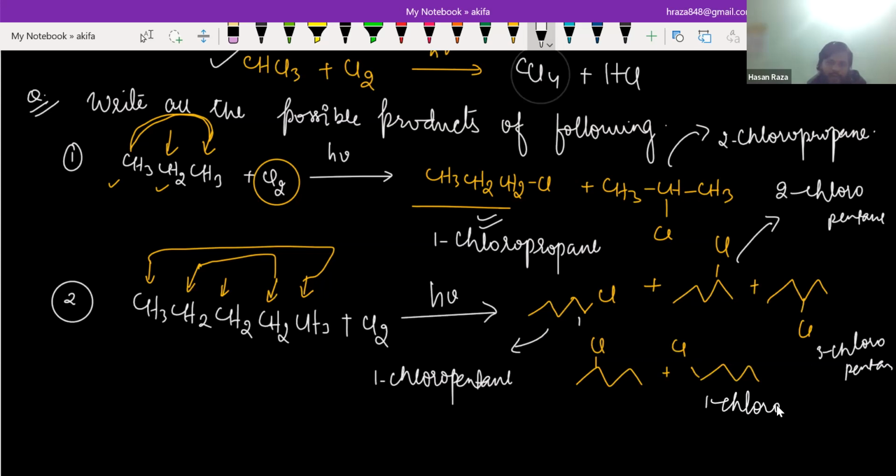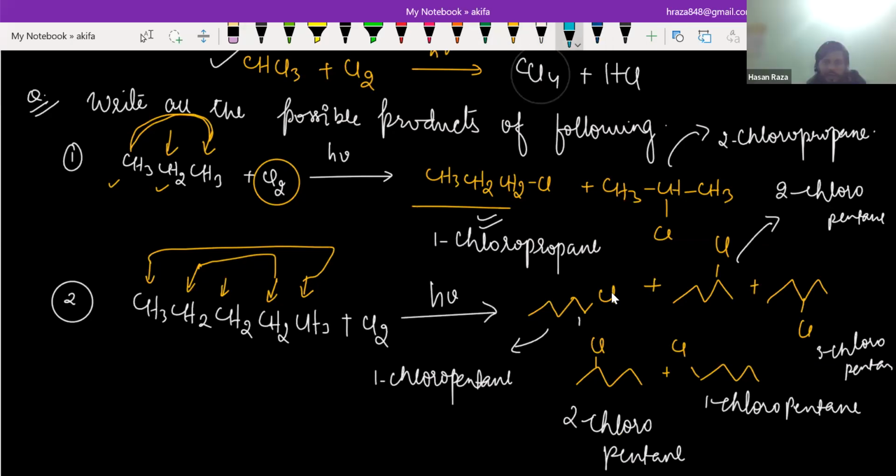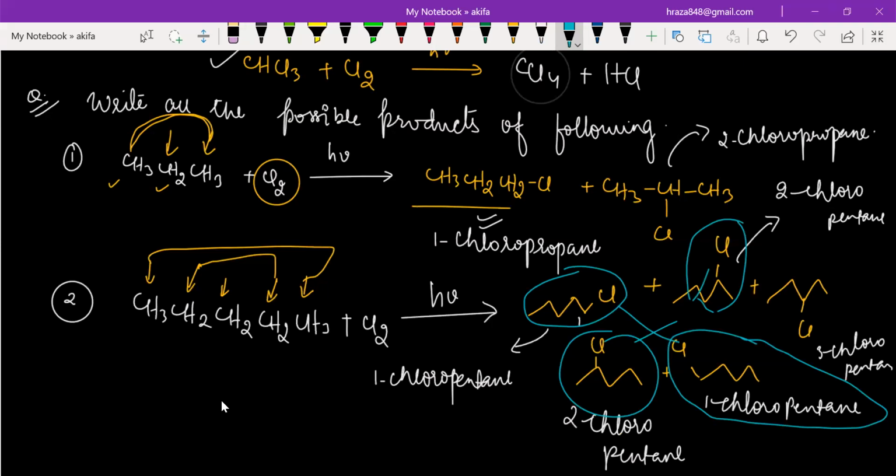The ones which have the same nomenclature are identical. This is also 2-chloropentane, right? So you can see this and this both have a similar name, which means they are identical. This and this both have a similar name, which means they are identical. So it has only three products.